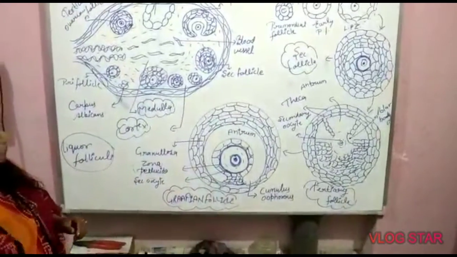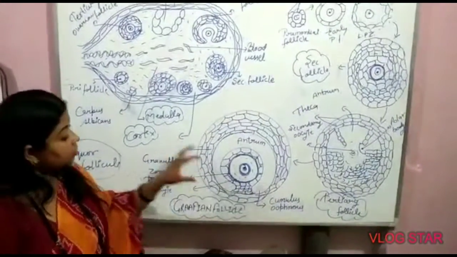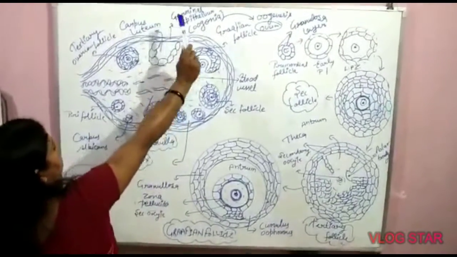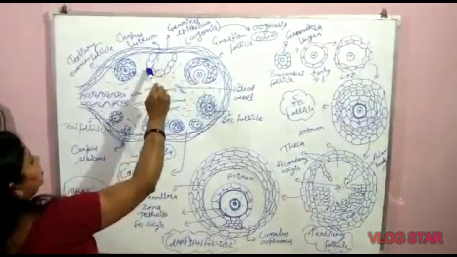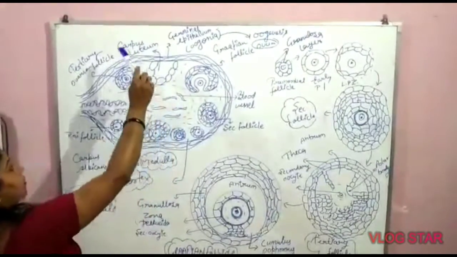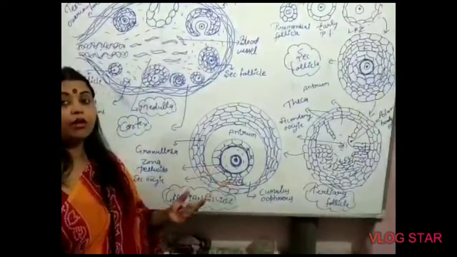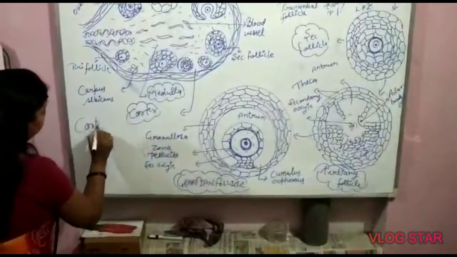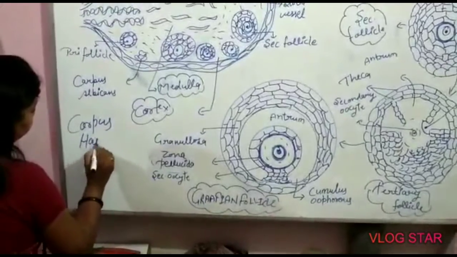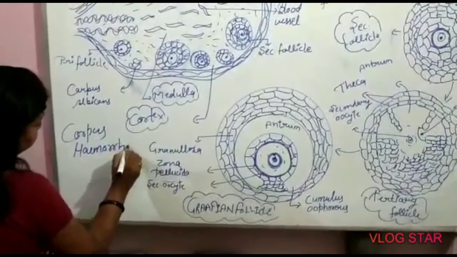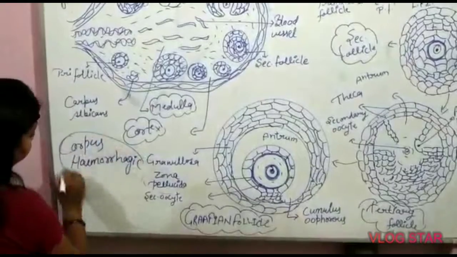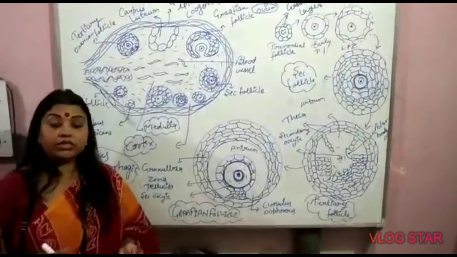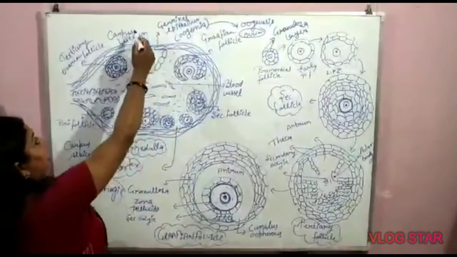Now this empty Graafian follicle is called the corpus luteum. This is the empty Graafian follicle. But before it is named the corpus luteum, a red blood clot is present, that is called the corpus hemorrhagicum. After some time, this corpus hemorrhagicum converts into a yellowish substance, that is called the corpus luteum.